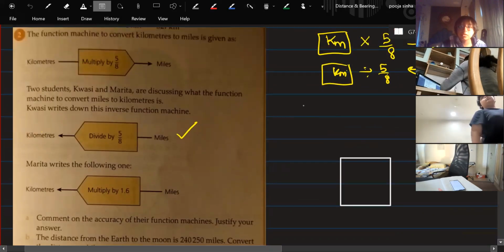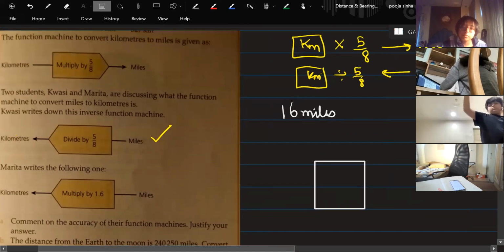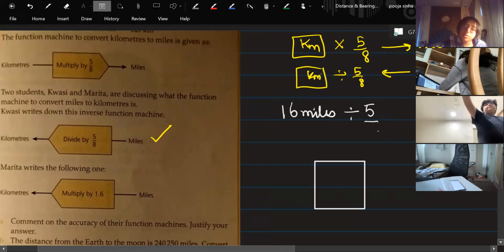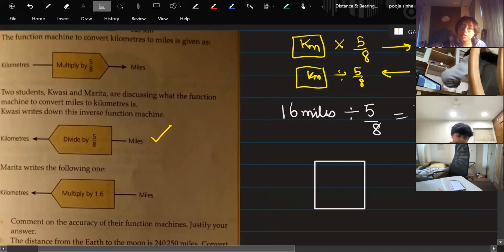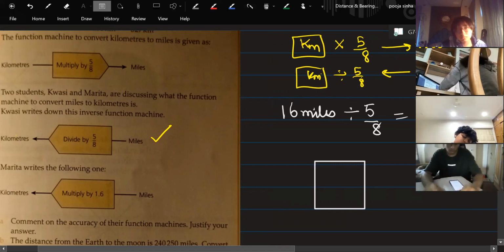Let's take 16 miles. I have 16 miles. I need to convert it to kilometers. So what will I do? 16 divided by 5/8, right? Why have I taken a number? Because that number will help us to understand this. Okay. 16 miles is divided by 5/8. So 16.